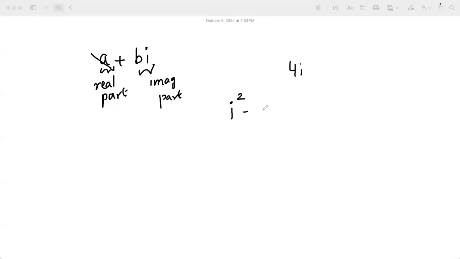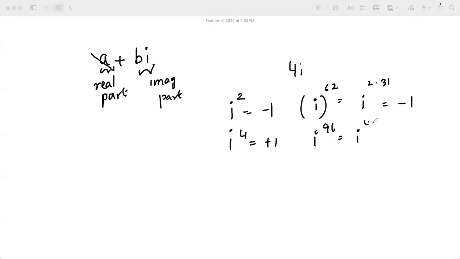And remember guys, i squared is -1, i to the power of 4 is +1. Whenever you are asked, i to the power of 62 is what? It's a multiple of 2, right? 2 times 31. So if it's a multiple of 2, it will always end up with a -1. Now, if it's a multiple of 4, i to the power of 96, the multiple is 4 times 24. i to the power of 4 is 1, 1 to the power of 24 is 1. So any multiple of 4 ends up with a 1. Any multiple of 2 ends up with a -1. Any questions here?